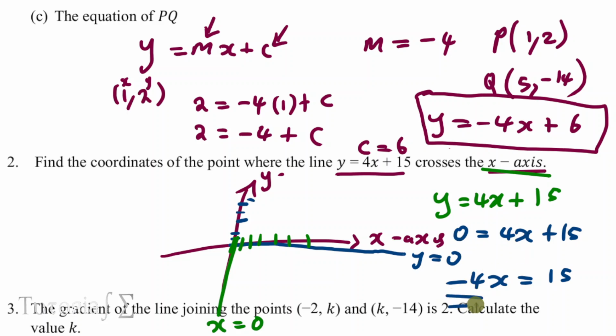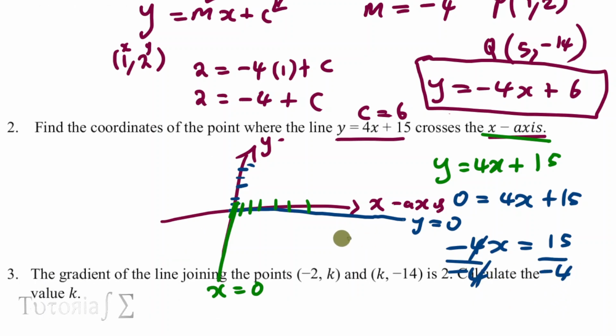Then we divide by negative 4 and by negative 4. Then that will give you your x as 15 over negative 4. And here you can simplify negative times positive. It will give us negative. So it will be negative 15 over 4. So this will be your x coordinate, and your y coordinate is 0.